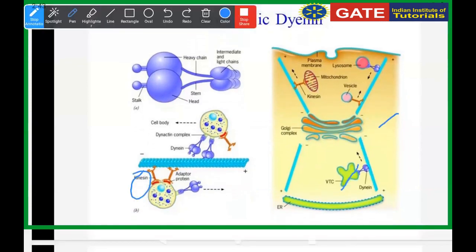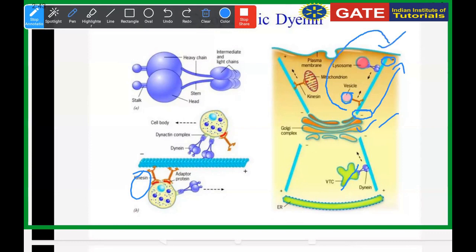Here the Golgi complex is there. So the Golgi complex releases a vesicle. This vesicle transfers from the Golgi to the plasma membrane. Here a microtubule is present. The minus end is towards the Golgi, and the plus end is towards the plasma membrane. So which one transports the vesicle from the Golgi to the plasma membrane? Kinesin, right? Kinesin transports vesicles from the minus end of the microtubule to the plus end.